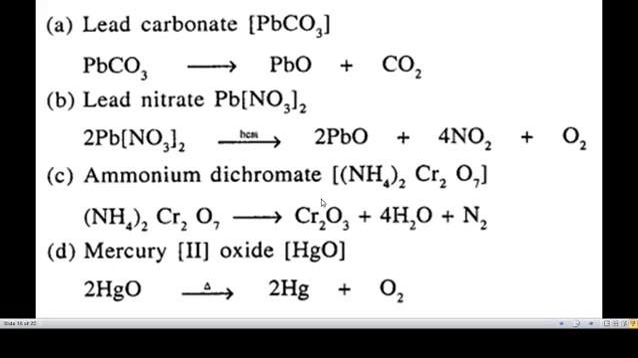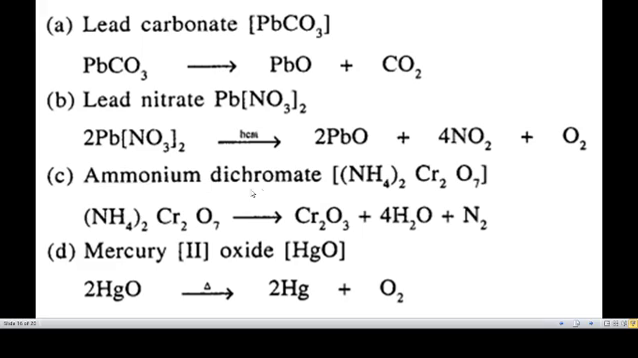Second reaction, lead nitrate, Pb(NO3)2. Lead nitrate, after decomposition, is converted into lead oxide, nitrogen dioxide, and oxygen. So, this is a decomposition reaction.